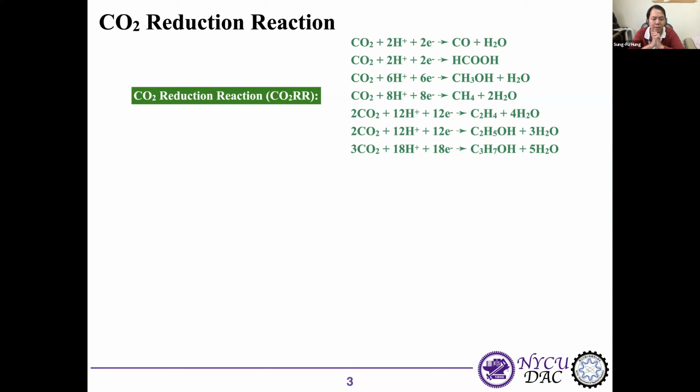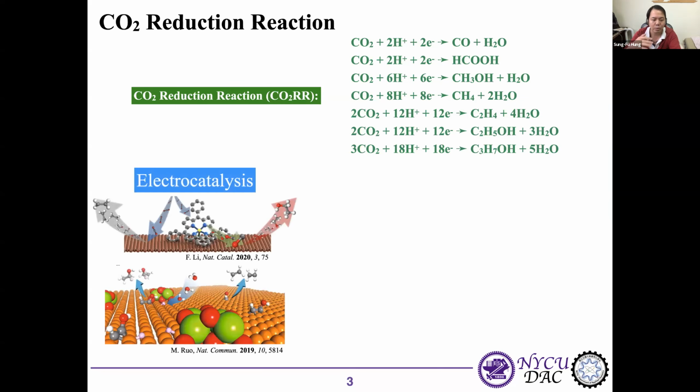So what is carbon dioxide reduction reaction? We can see there are various reaction routes for different products: carbon monoxide, formic acid, methane, ethylene, ethanol, or propanol. In this case, we can apply electrocatalysis to do carbon dioxide reduction reaction. We need the electrodes, the anode and the cathode, or the reference electrode, and we also need the electrolyte and the electricity source.